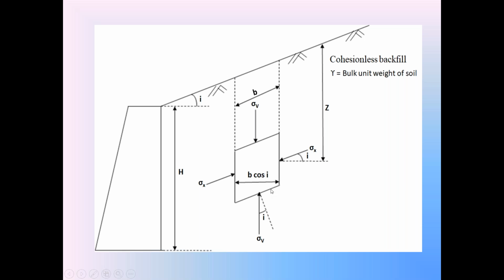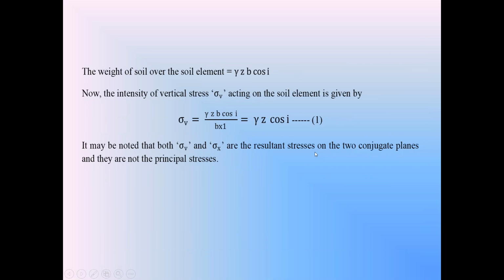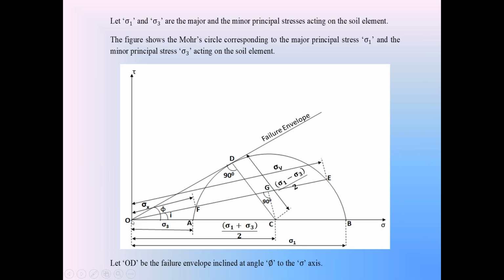In that Mohr stress circle, OA is sigma 3, OB is sigma 1. In that Mohr stress circle, we can also observe the vertical stress sigma V acting on the side element, and the other stress sigma X acting on the side element. These two stresses are also observed in that Mohr stress circle.